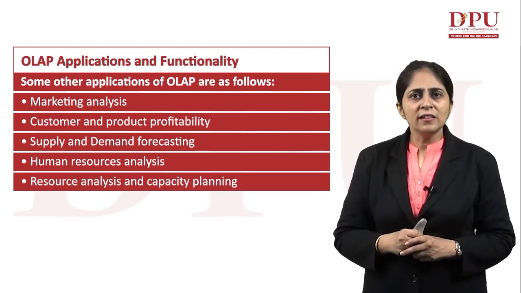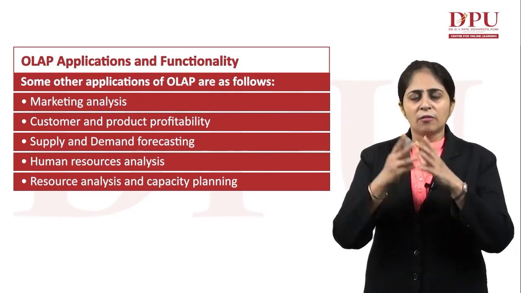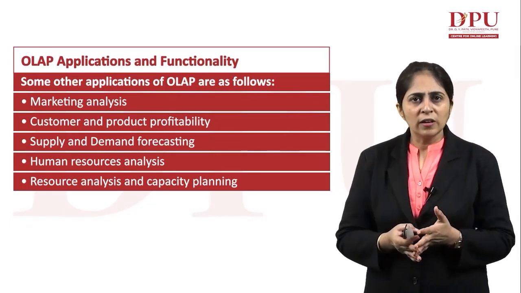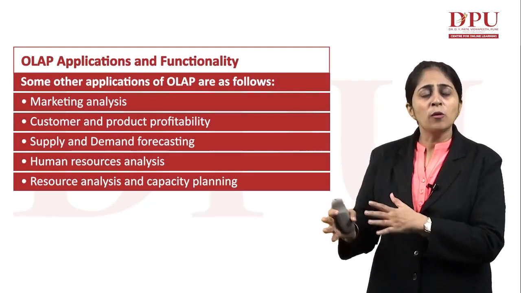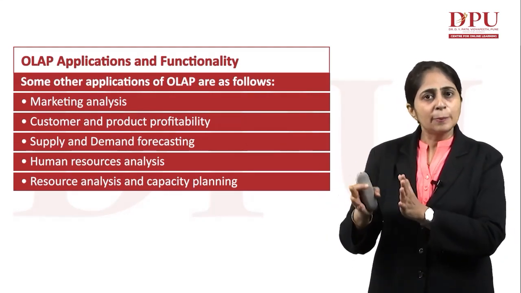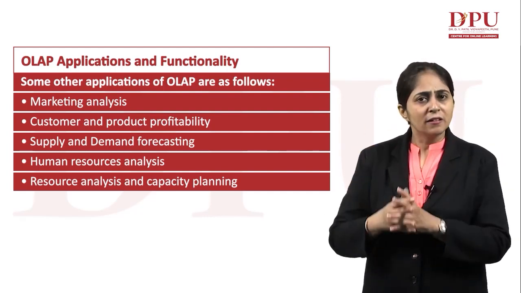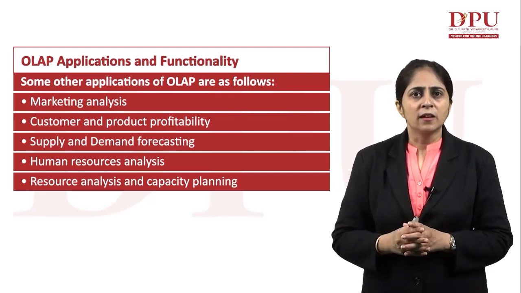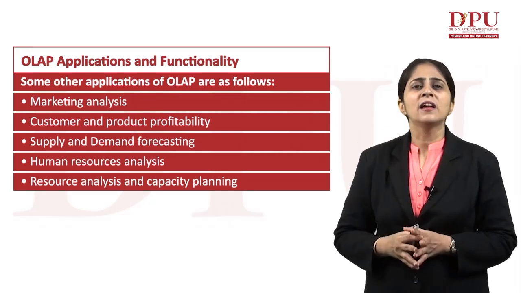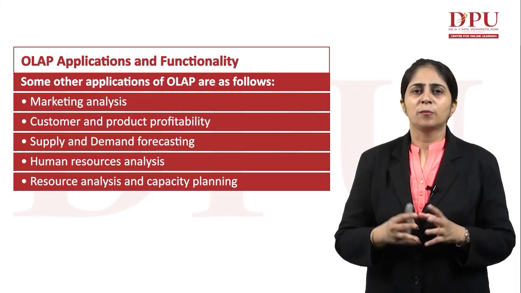Then for the resource analysis and the capacity planning: how much is the capacity of our particular organization where we are producing the product, how much is the capacity of storing the products, because we cannot keep on producing the products if we don't have the capacity to store them properly. Otherwise, they might get damaged if they are not stored properly. So resource analysis is required, as well as capacity planning has to be done. For that purpose, we require our online analytical processing.